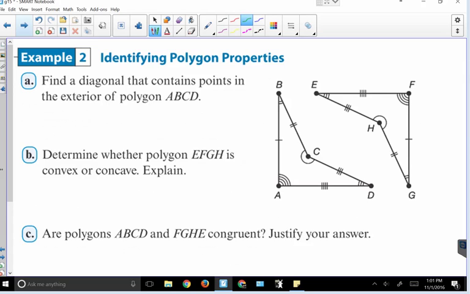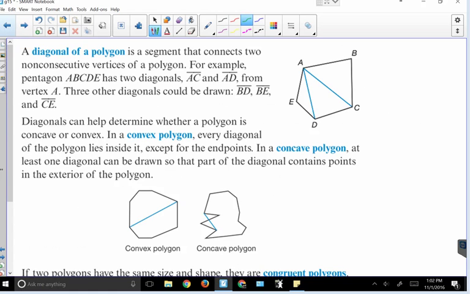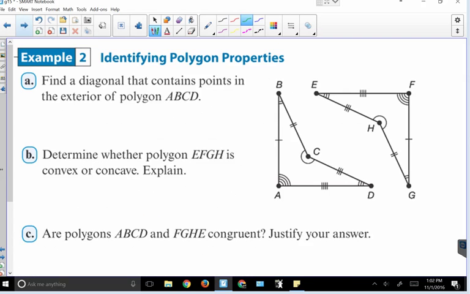So, is polygon EFGH convex or concave? If I draw a line from any vertex to a non-adjacent vertex, do I go inside or outside? Both, but if I go outside, that means it cannot be convex, so it has to be what? Concave is going on the outside, convex is on the inside. That's why I told you to draw the picture so that you've got an idea in your mind so you know which one is which.